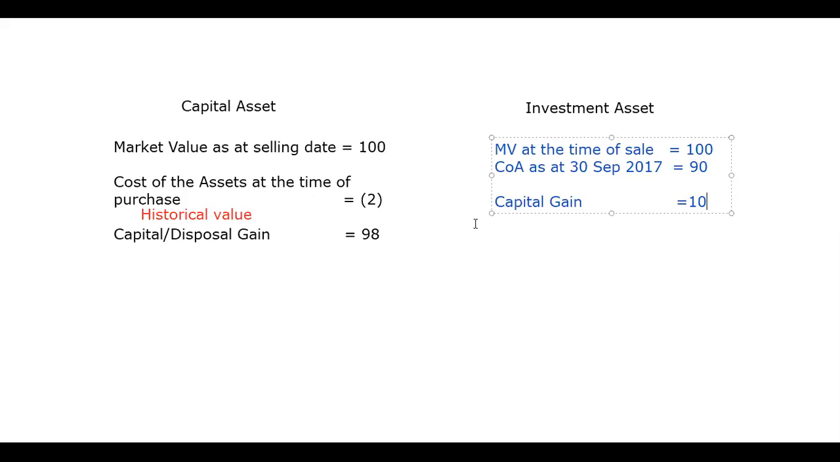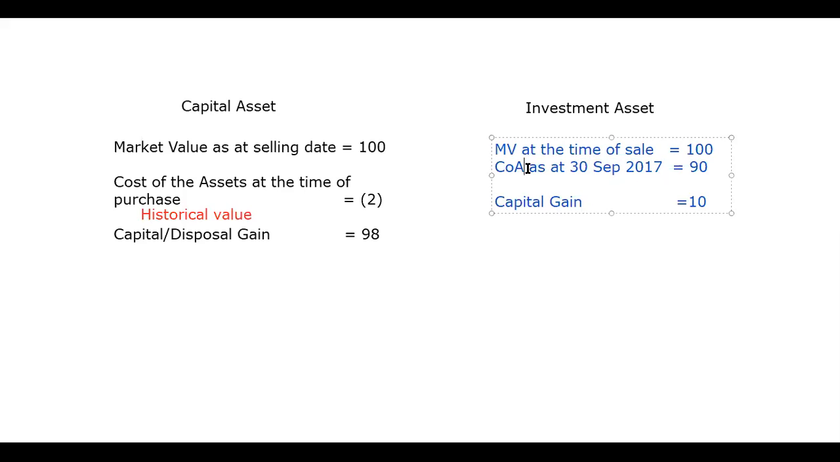Therefore, sometimes they will amend this section properly. Until such time, we have to do the calculation like this. If it is an investment asset, they have made a provision saying that the market value as at 30 September needs to be considered, even if the historical value is 2 million or 3 million. We can consider the market cost of the asset as the 30th September market valuation.